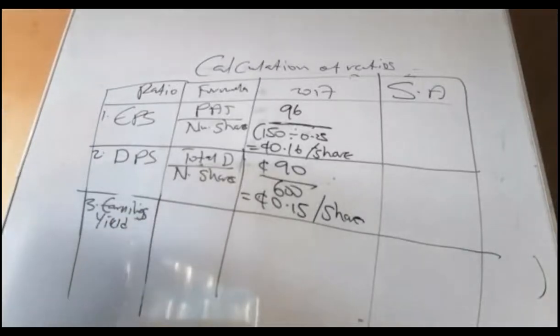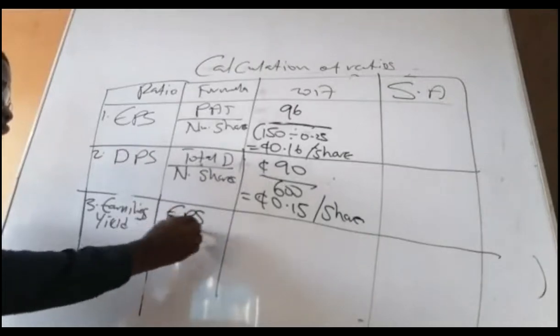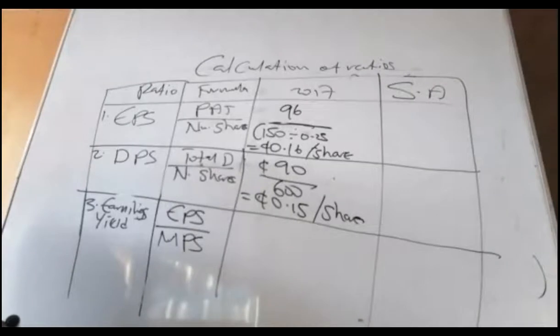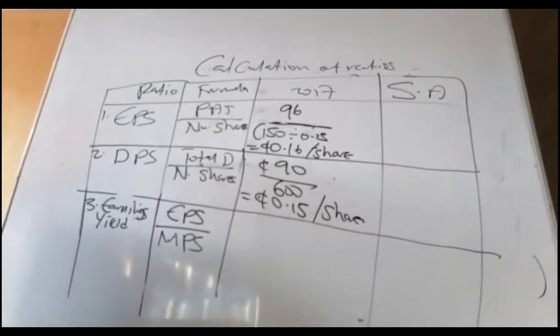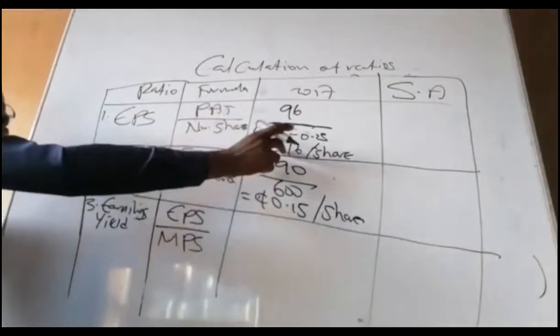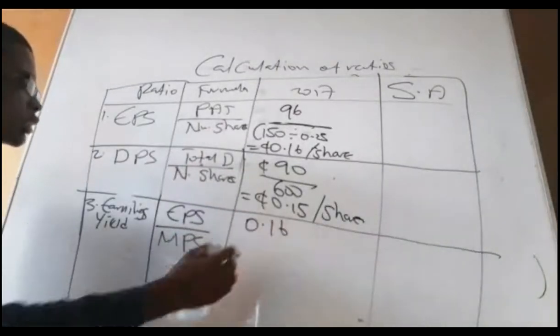Earnings yield is nothing but what? Any yield is that item over market price per share. So earnings yield, earnings per share over market price per share. So earnings yield will be earnings per share over market price per share. So we know the earnings per share here. What's the earnings per share? That's 0.16. So I'll write it first before I forget.